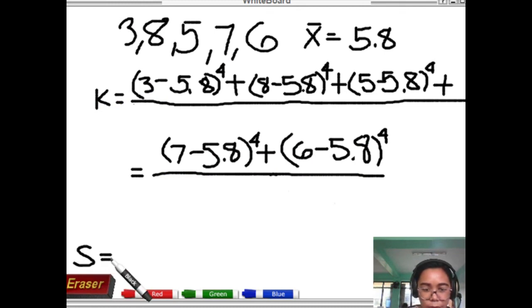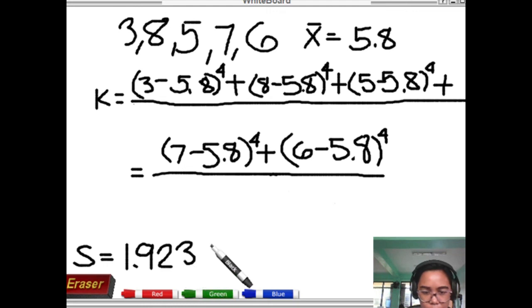is equal to, okay, solve the standard deviation of this given data set using the knowledge that we have learned in our previous discussion. Okay, if you're going to calculate the standard deviation of 3, 8, 5, 7, 6, you will get 1.9235. Okay, we will use this one in our denominator. It says that n, which is 5, times 1.9235 raised to 4.